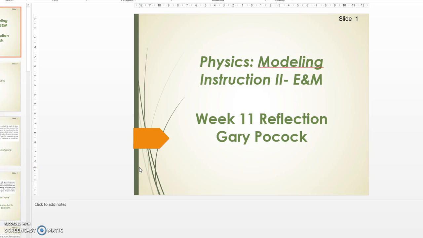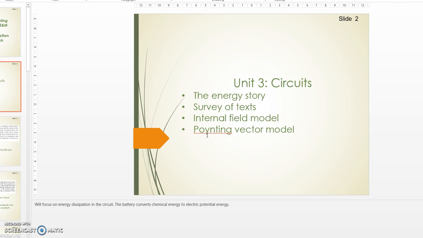I'm Gary Pocock, and this is my Week 11 reflection for the Physics Modelling course. This week I'm continuing my reflection from last week on how energy is transmitted through an electrical circuit.